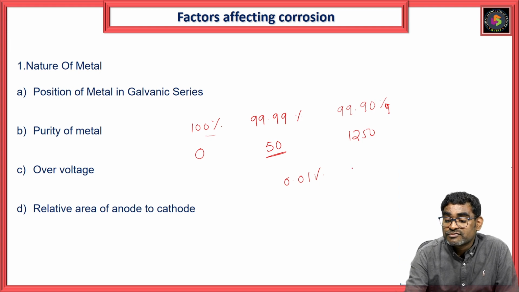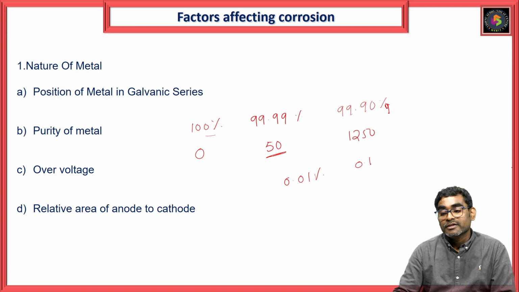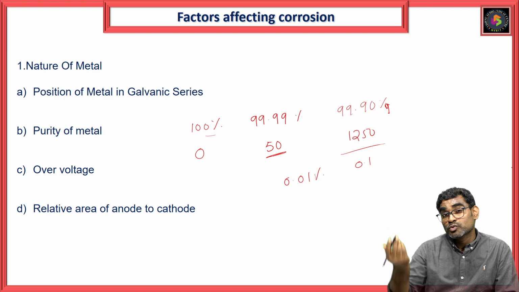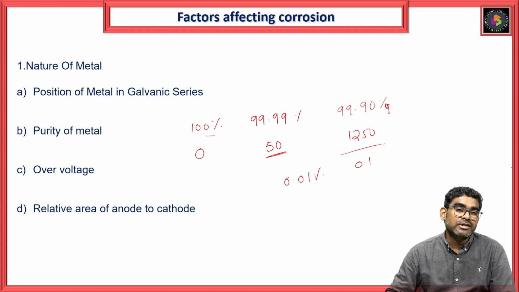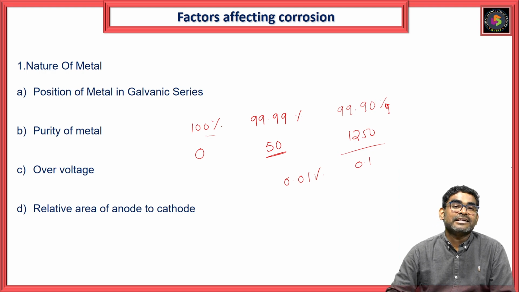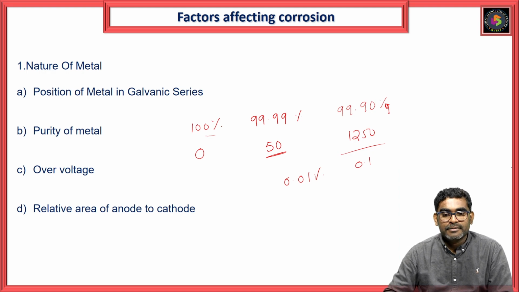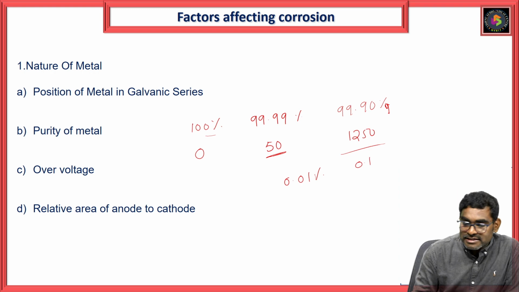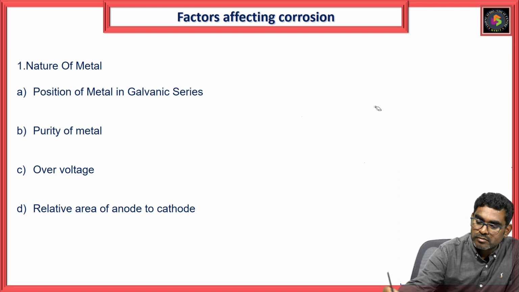Then if it is of 0.1% impurity, then it was increasing by 1250 times. So obviously the extent of impurity plays a major role in increasing the rate of corrosion. So likewise here, purity of a metal also plays a major role in deciding the extent of corrosion of any particular metal. Okay. Next comes overvoltage.